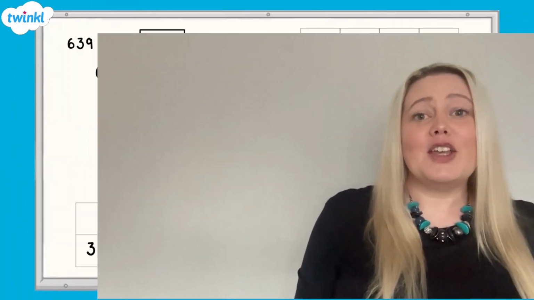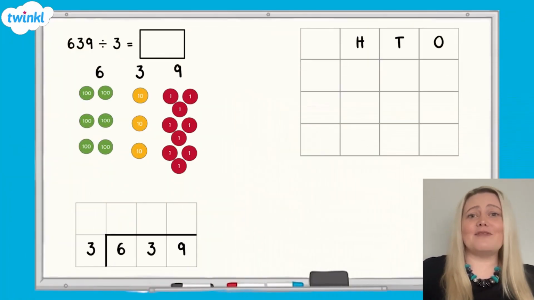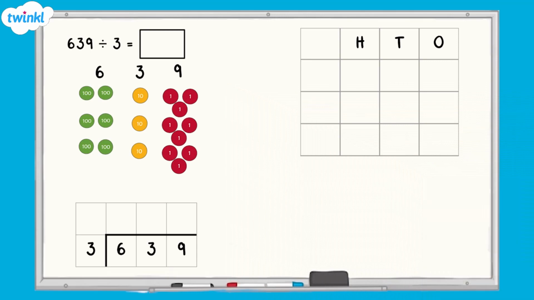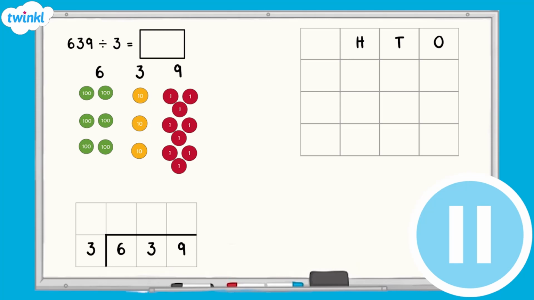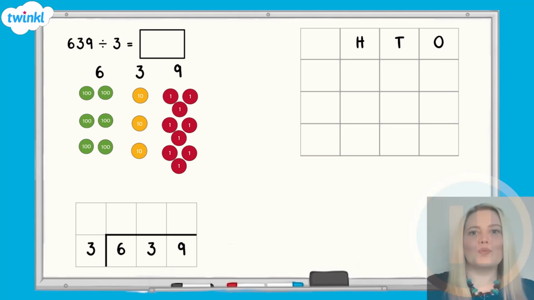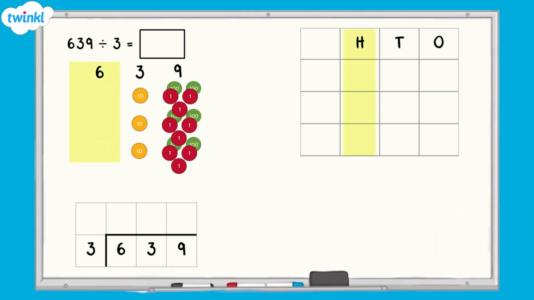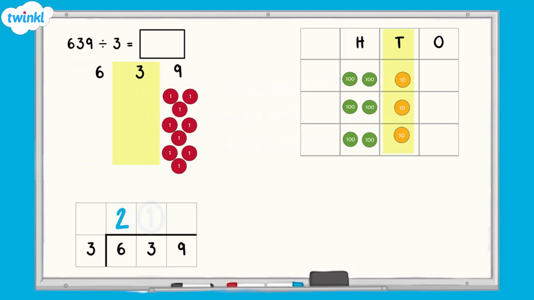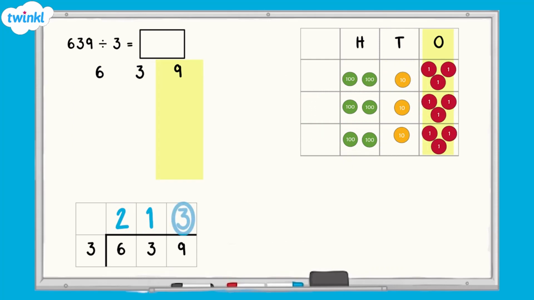Now it's your turn. Use the short division method to divide 639 by 3. Pause here until you're ready to check your answer. Well done. Let's check your answer now. 600s divided by 3 is 200s. 3 tens divided by 3 is 1 ten. And 9 ones divided by 3 is 3 ones. So 639 divided by 3 is 213.